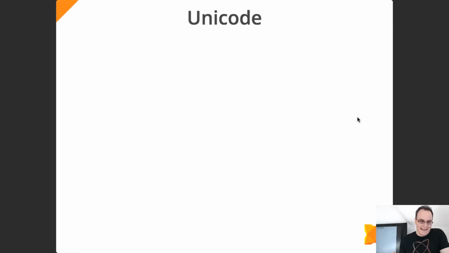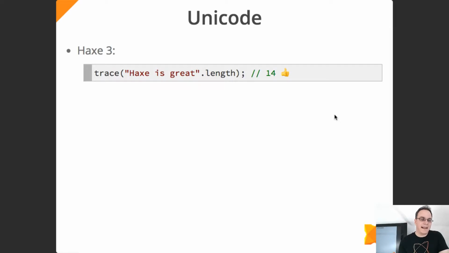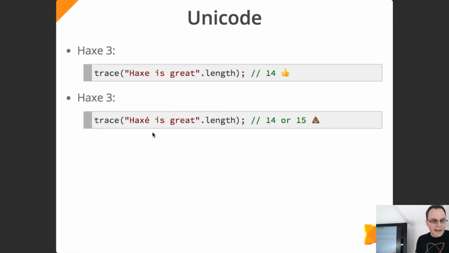So let's look at this. What am I talking about here? So if you look at Haxe, you can say Haxe is great. And if you get the length of that, it's 14 on every target, I hope. And that's just great. Thumbs up to that. However, if you translate this to French, and as we all know, translating this to French means adding this guy here. That's French. And if you do that in Haxe 3, well, you might get the 14 that you expect. And sometimes you might get 15.